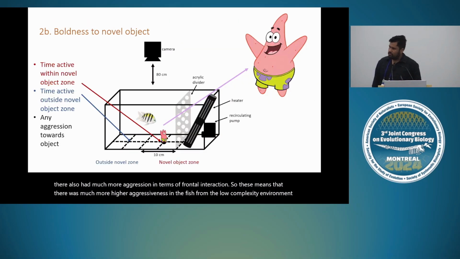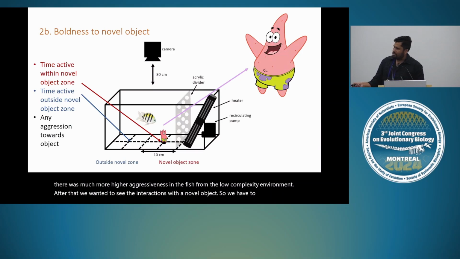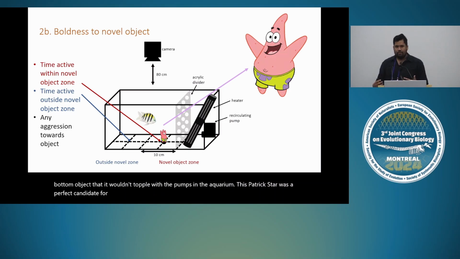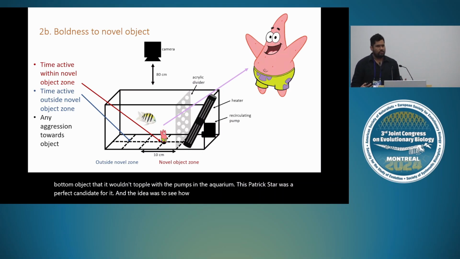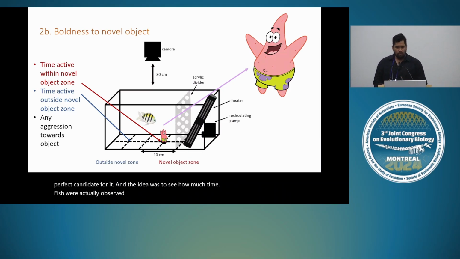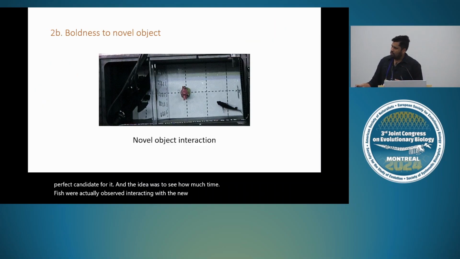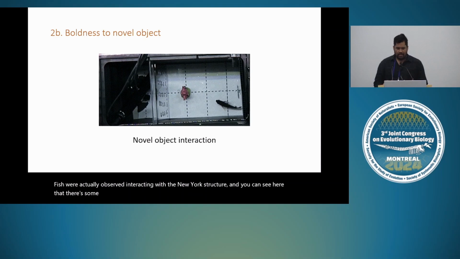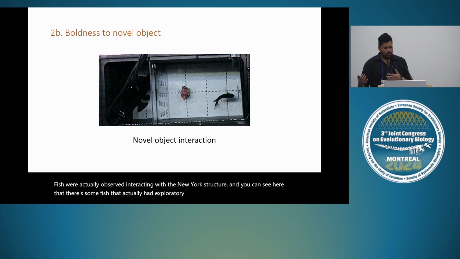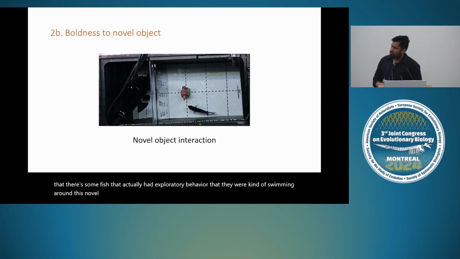After that, we wanted to see the interactions with a novel object, so we had to find a heavy bottom object that wouldn't topple with the pumps in the aquarium. This Patrick Star was a perfect candidate for it. And the idea was to see how much time the fish were actually observed interacting with the new structure. And you can see here that there's some fish that actually had exploratory behavior, that they were kind of swimming around this novel figurine, or some of them were so scared that they would just be in the corner.